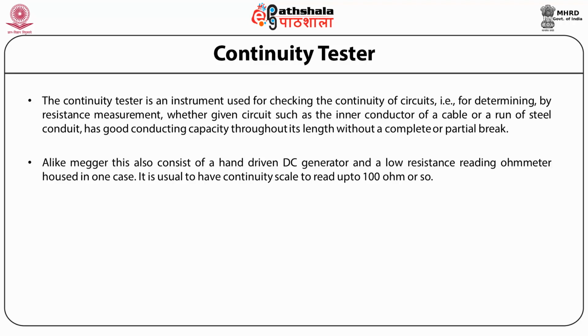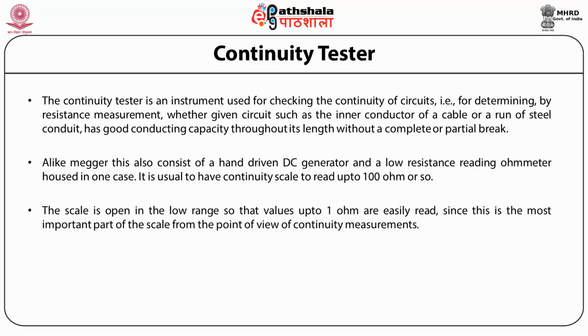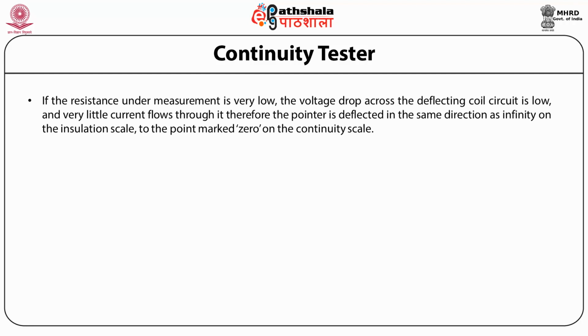It is usual to have a continuity scale to read up to 100 ohm or so. The scale is open in the low range so that values up to 1 ohm are easily read, since this is the most important part of the scale from the point of view of continuity measurements. If the resistance under measurement is very low, the voltage drop across the deflecting coil circuit is low and very little current flows through it.